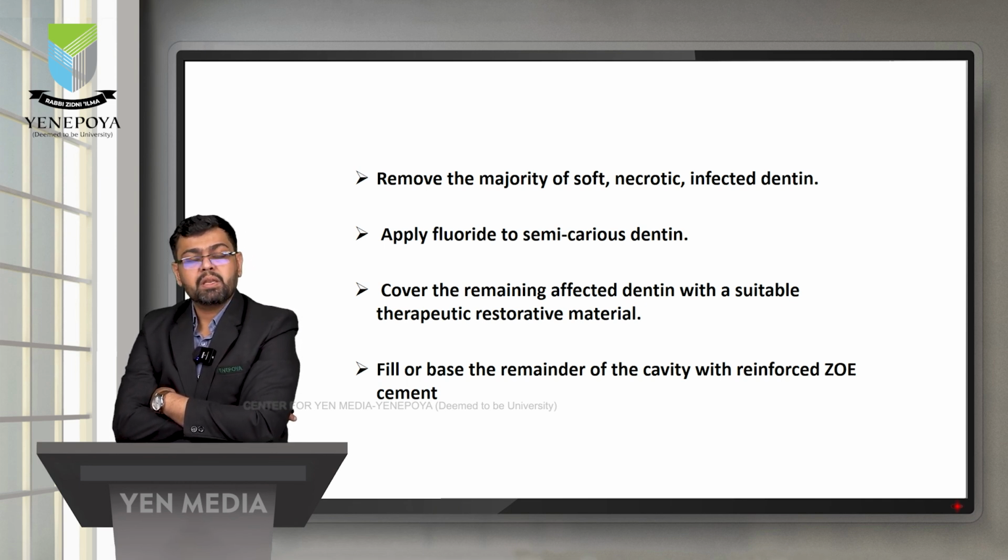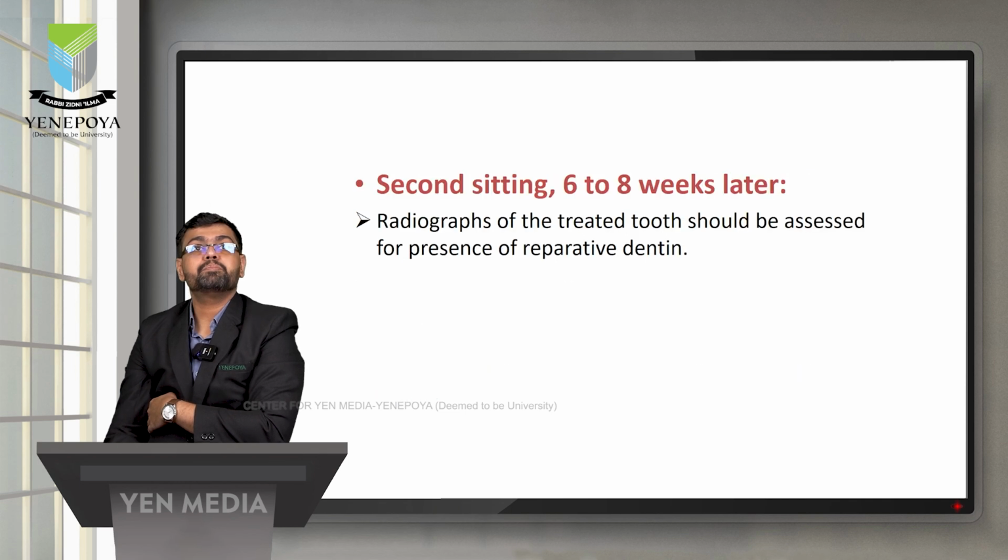The most commonly used material, as I said, is calcium hydroxide. Now, fill the remainder of the cavity with a reinforced zinc oxide eugenol cement. Why? Because we have to wait for 6 to 8 weeks here, and conventional zinc oxide eugenol is not able to stay that long. So, we have to use a reinforced zinc oxide eugenol cement.